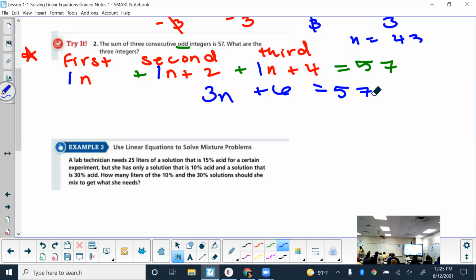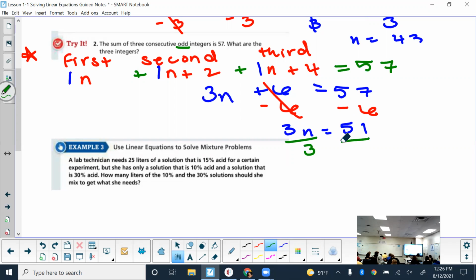Okay, now this is something more manageable that you've seen a few times now. So do I get rid of the 3 first or the 6 first? 6. Because it's farther away. So opposite of adding 6 is subtracting 6, and you're going to do that on each side. On the left side, the 6's cancel. We have just 3n. What do you have on the right side? 51. Good. And one more thing to get the n by itself. Divide by 3, and do that on each side. So what does n equal? N equals 17.